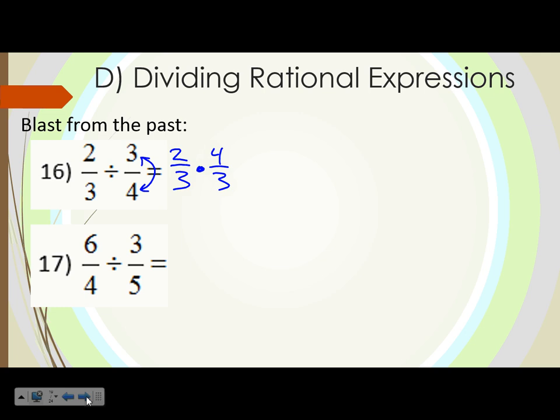Now if you can cancel, you can, or if you can cross reduce. This one we can't. 2 times 4 is 8. 3 times 3 is 9. We just end up with 8 over 9. Same thing with this one. 6 over 4. Now that one, since that's all in one fraction, technically you could reduce now, but I wouldn't do that. I would play it safe. I would always just wait until you multiply by the reciprocal. That way you don't have to worry about it.